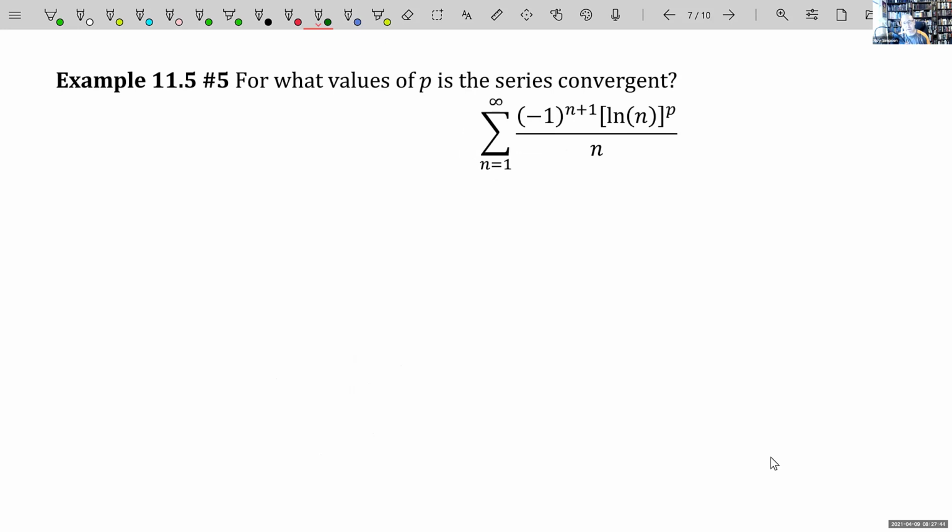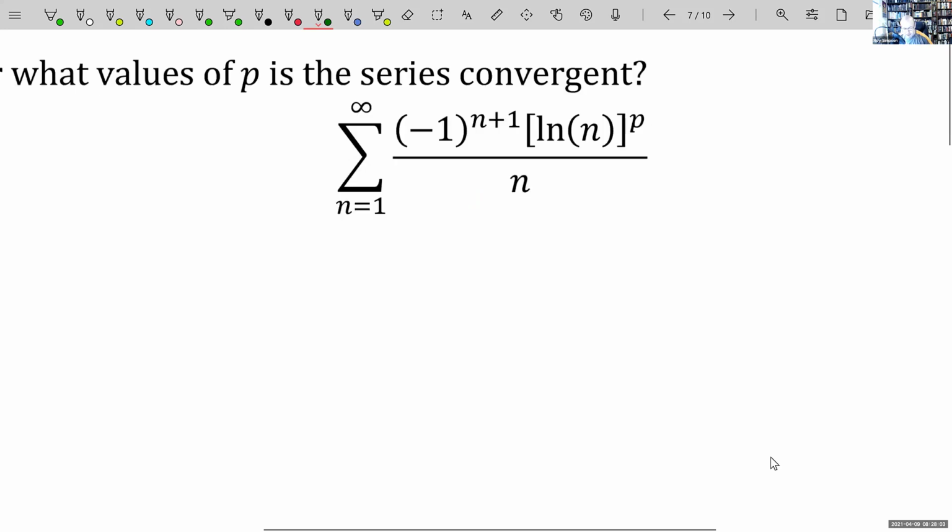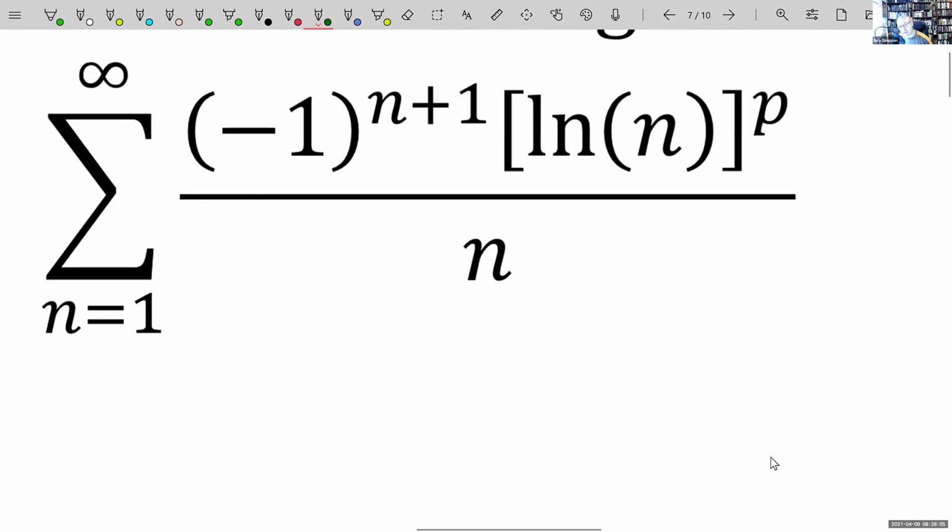For what values of p is this series convergent? This is not asking for what values of n. n is just the index right here. n is running off to infinity. What we're being asked here is whether there is a condition that has to exist on p so that it forces this to be convergent. Well, you can see right now what kind of series it is.